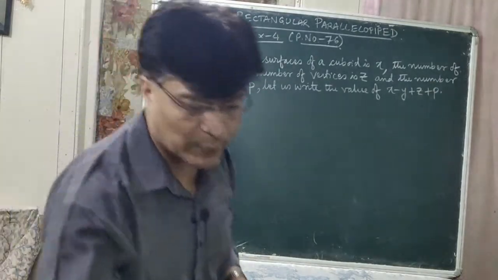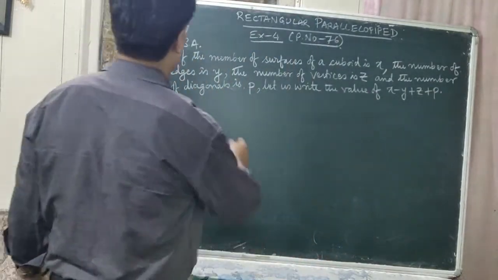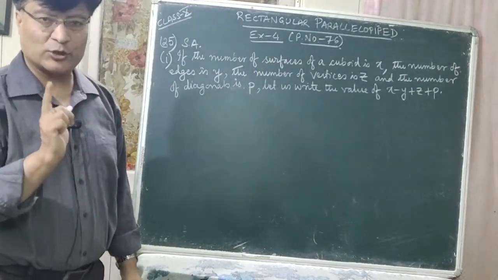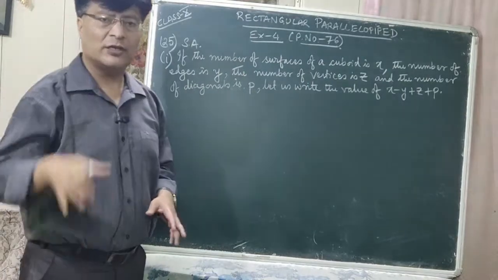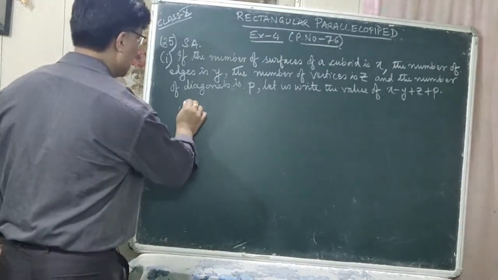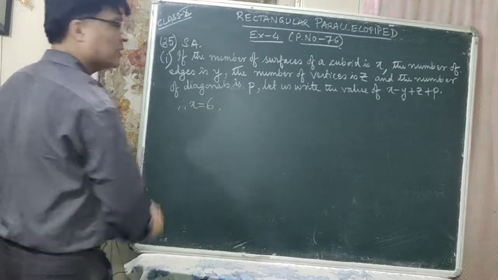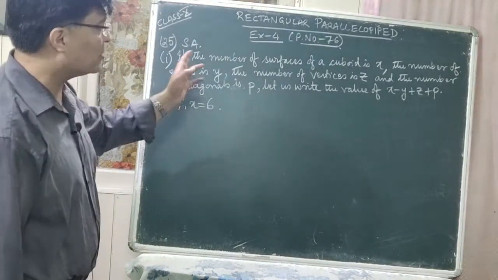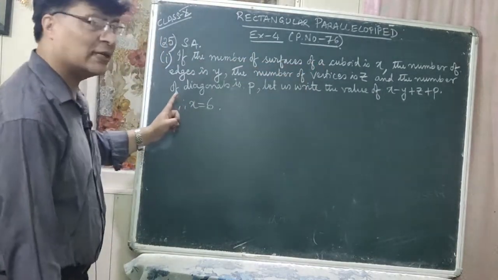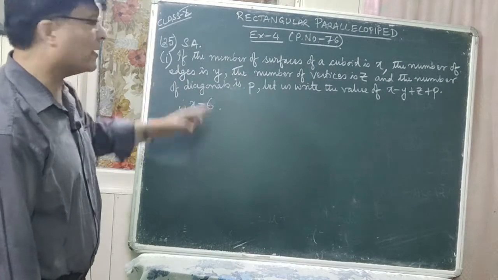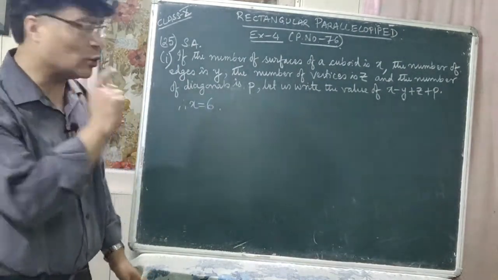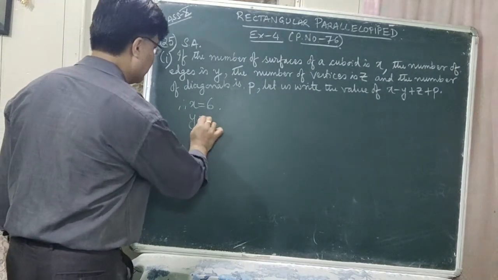Okay, so let's do this problem now. If the number of surfaces of a cuboid is x, so how many surfaces are there in a cuboid? 6. That means x is equal to 6. Is that clear? So here in the question it is given as 6. So x is equal to 6. The number of edges is y. Edges, that is lines. How many lines are there? 12 lines. That is y is equal to 12.